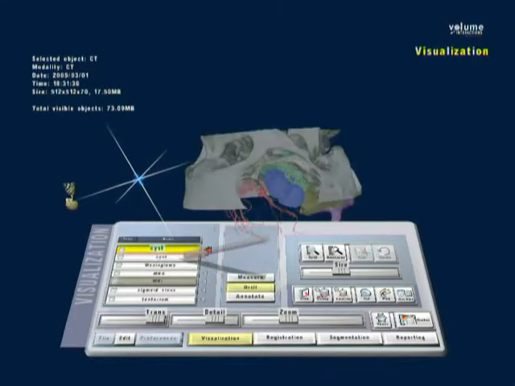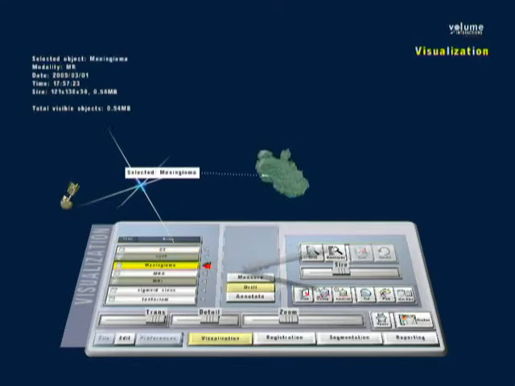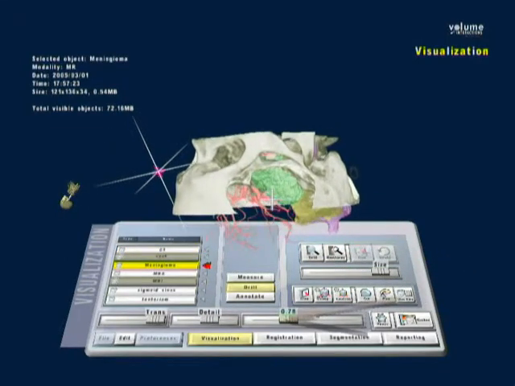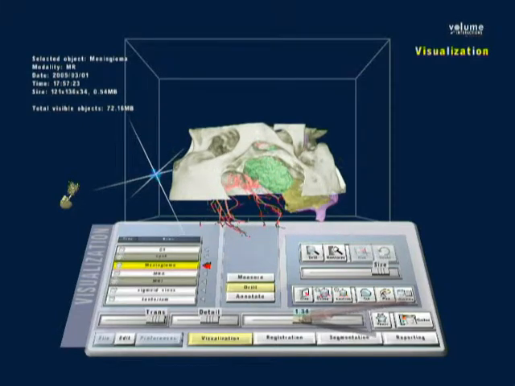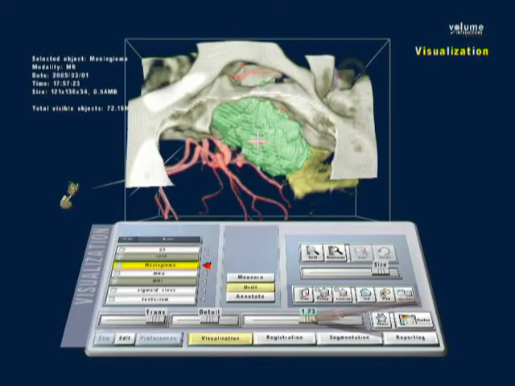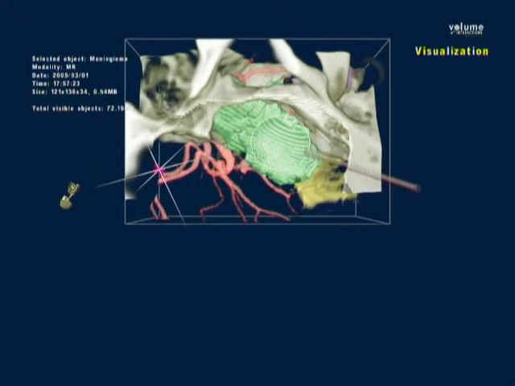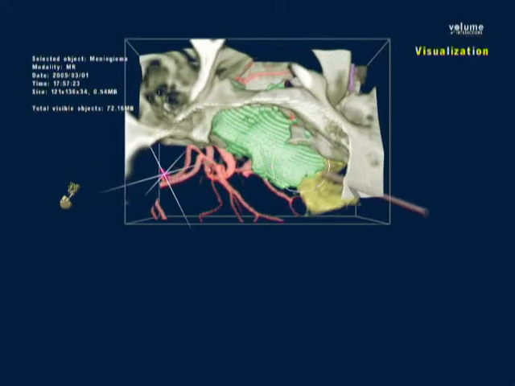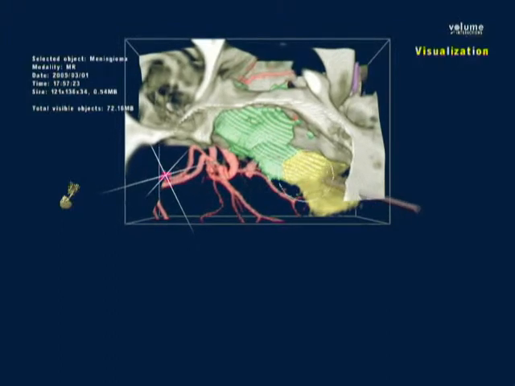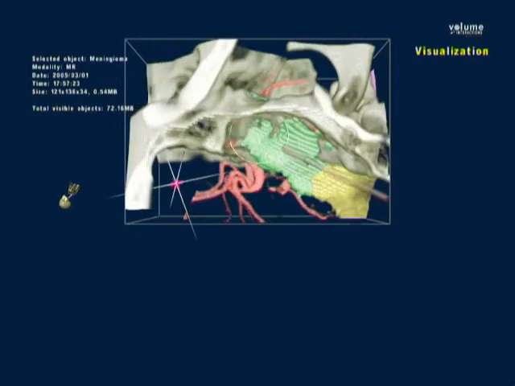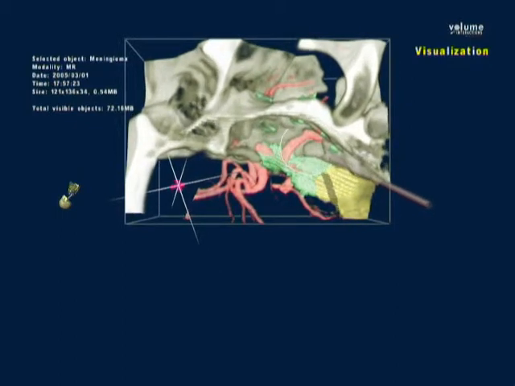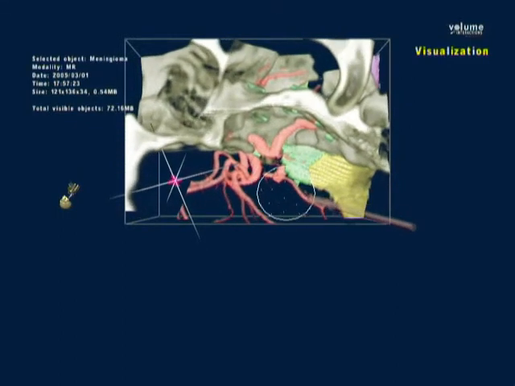into the pterional area. Now zooming in along the actual surgical trajectory, which is subtemporal, making use of the space which was given by the temporal lobe cyst. And now we're simulating roughly the removal of the lesion, which could all be done in a subtemporal fashion.